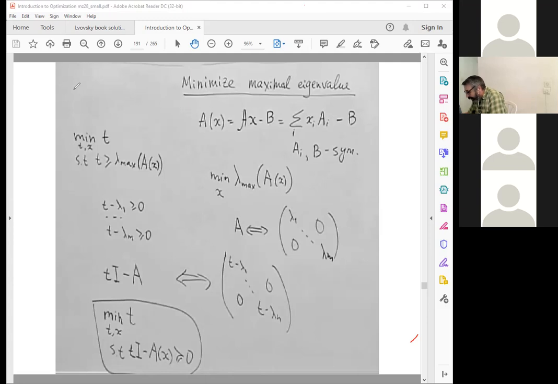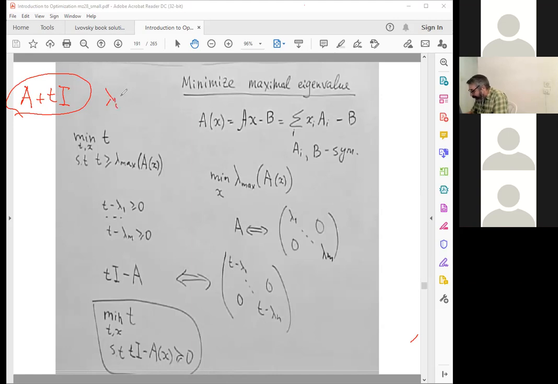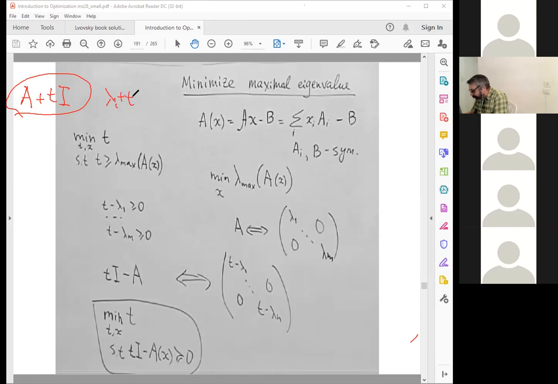So let's consider a more general situation. It's almost the same. I have a matrix A plus some scalar t multiplied by I. Yes? Are you with me? Yes, I'm with you. Okay. And the claim is that if A has eigenvalues lambda i, then the eigenvalues of this matrix are lambda i plus t. How can we see it?